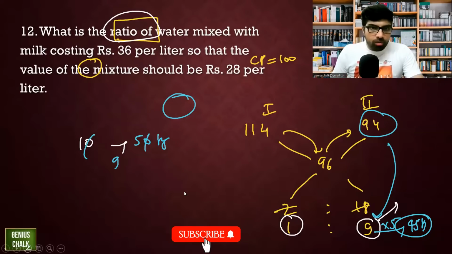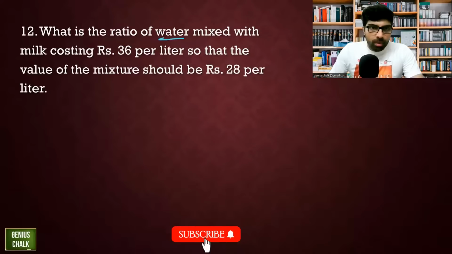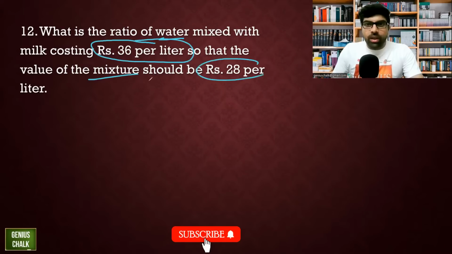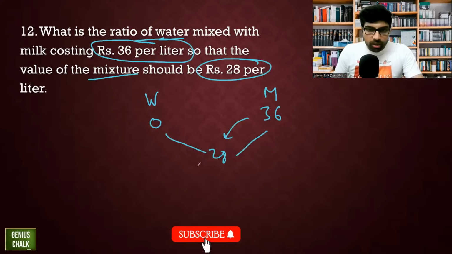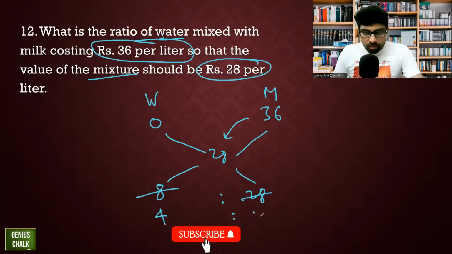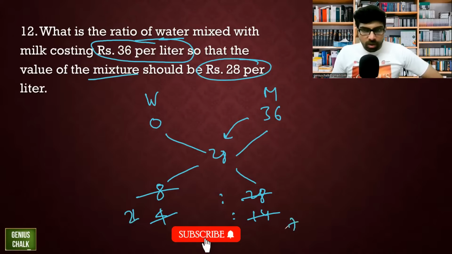Next one, the ratio of water mixed with the milk costing 36 rupee per liter, so that the mixture is 28 per liter. So here we'll assume that, okay, water is free, milk is giving some price. So water is 0, milk is 36 rupee per liter, and overall it is 28. So 36 minus 28, it is 8. 28 minus 0 is this. So that is 4, and further 14, we can do 2 twos and 2 sevens.